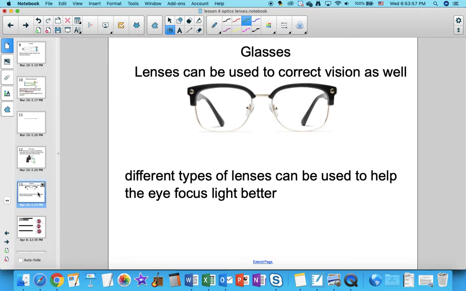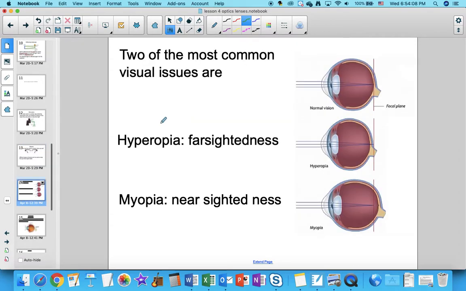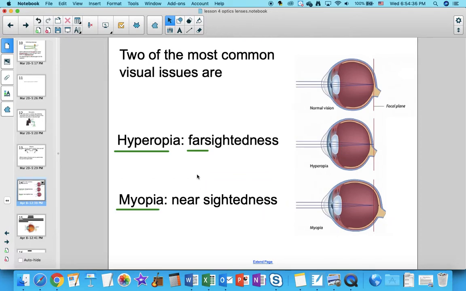In addition, glasses use lenses to correct vision as well. Different types of lenses can be used to help the eye focus light better. Two of the most common visual issues are hyperopia and myopia. Hyper means too much, or in this case, far. Opia means to see, or far-sighted. Myopia means near. Myo means near. Opia means sight. So myopia means nearsighted or close-sighted.